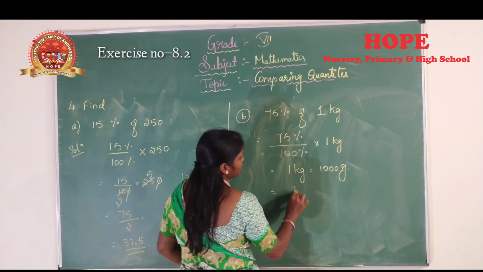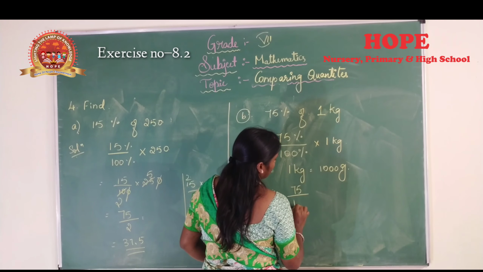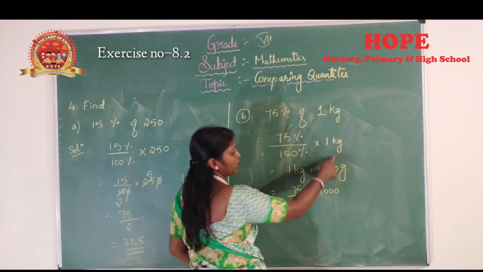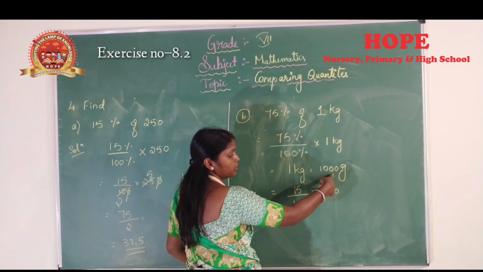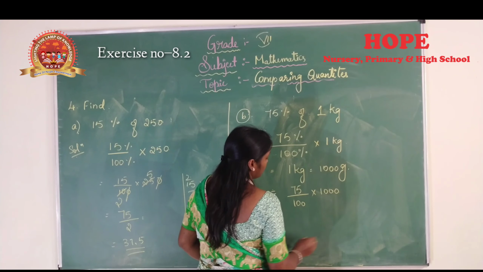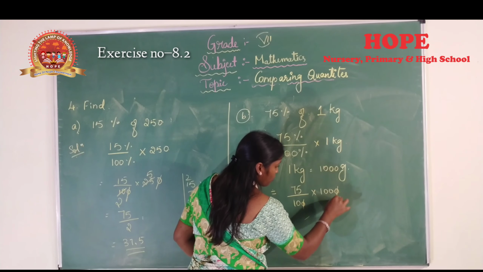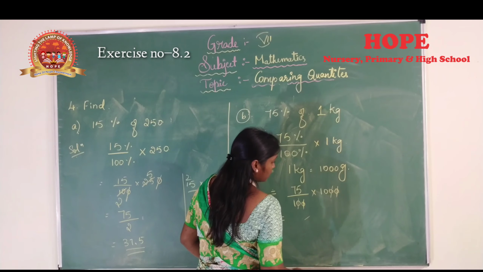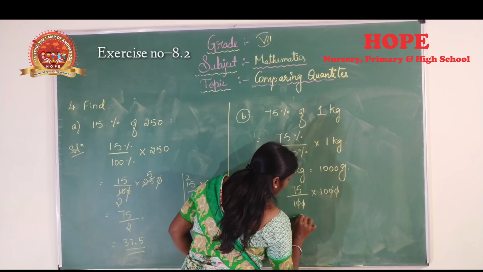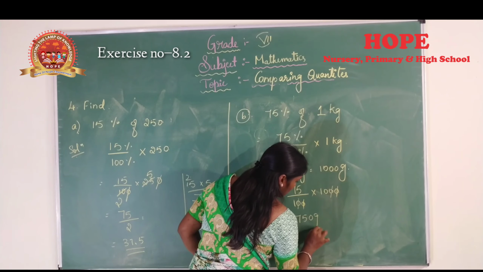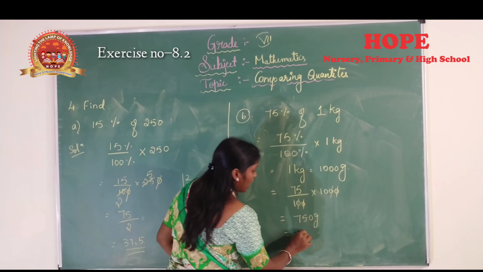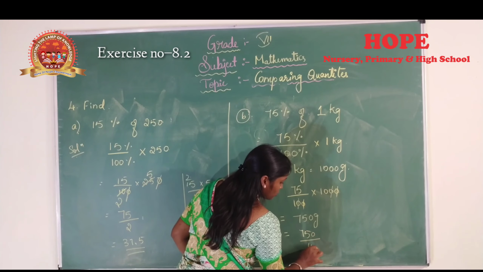So which is equal to 75 divided by 100 into 1000. After converting 1 kg into grams, which is equal to 1000 grams, so 75 by 100 into 1000. Here 1 0, 1 0, another 0 and 0 cancel out. So 75 into 10 is nothing but 750 grams.